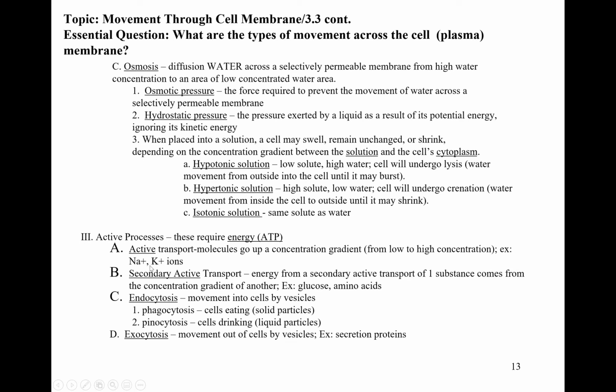Examples of things that do this would be sodium and potassium ions. Something very similar to active transport is called secondary active transport, and that's when you have energy from secondary active transport of one substance that comes from the concentration gradient of another.